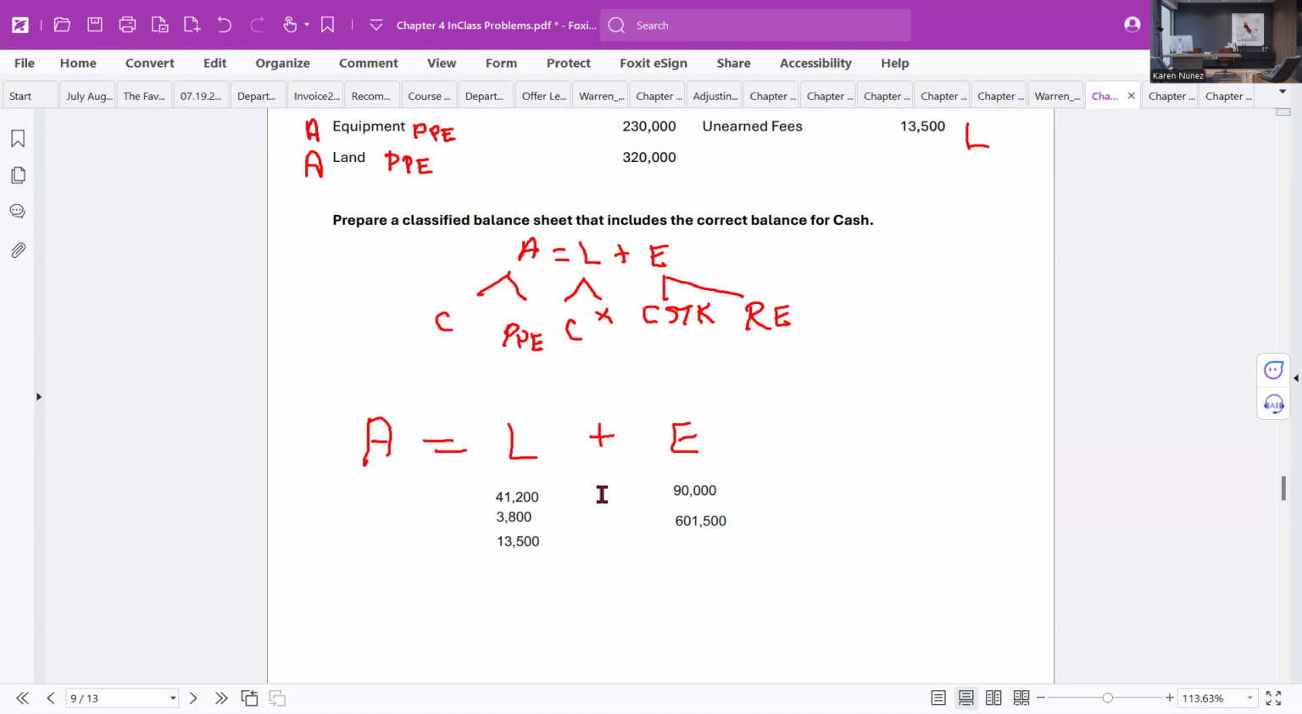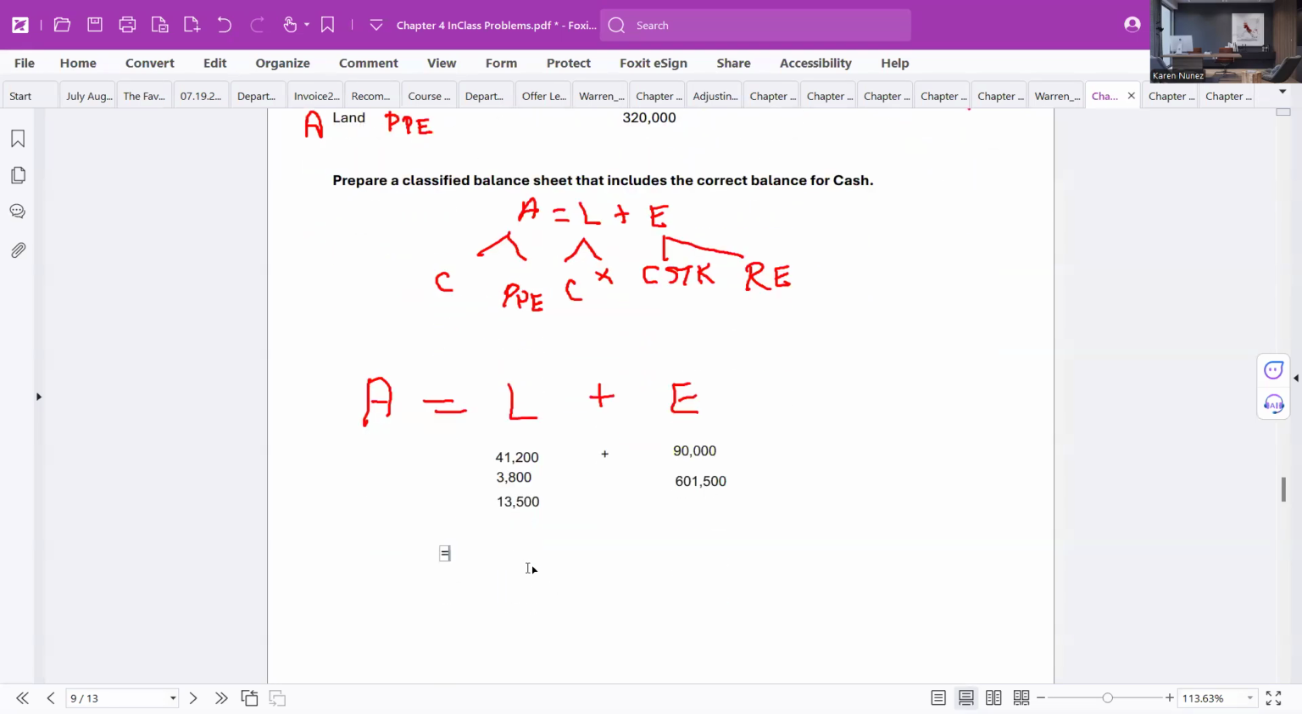So again, what we're saying here is that all of these plus all of these is what the right side of this equation has to equal, right? All of the assets have to equal the liabilities plus the equity. And all these liabilities are 58,500. If you add those three numbers, you get 58,500. And that plus the equity, if you add those two equity numbers, you get 691,500.